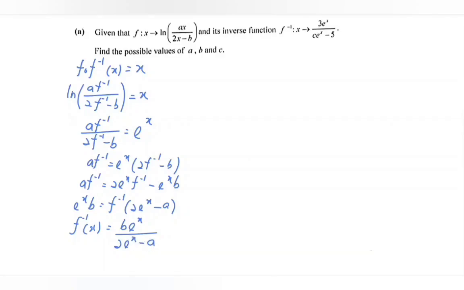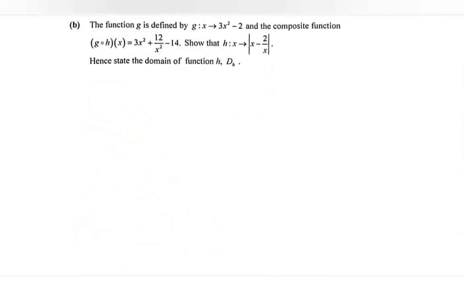So kindly compare the situation we have with 3 e to the x over c e to the x minus 5. So here we have a equals 5, b equals 3, and then c equals 2.